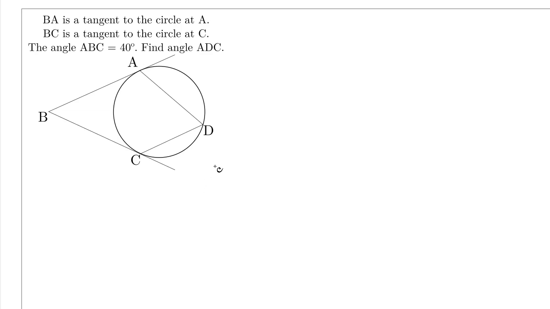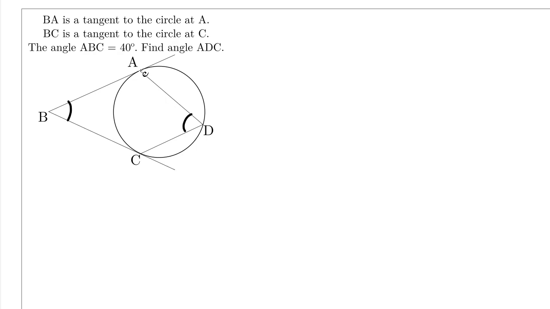Okay, first question of the last two theorems. The line BA is a tangent to the circle at A. The line BC is a tangent to the circle at C. The angle ABC, this one here, is equal to 40 degrees. Find the angle ADC, this one here.